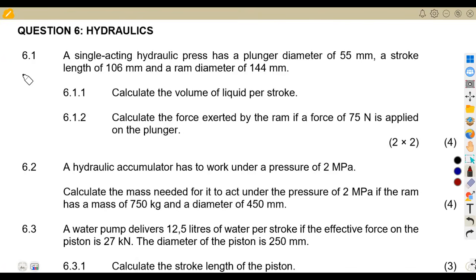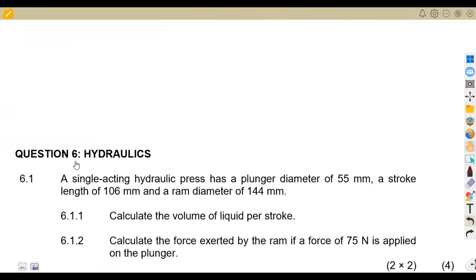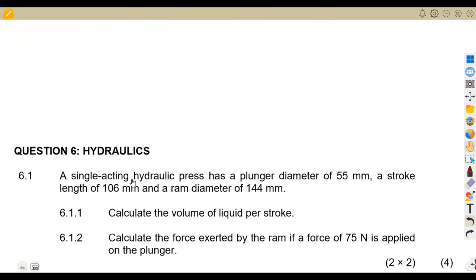So anyways, guys, I'm not going to waste much of your time. Let us quickly rush through the question that we are given, which was question number 6. We are given the first part of our section. A single acting hydraulic press has a plunger diameter of 55 millimeters, a stroke length of 106 millimeters, and a ram diameter of 140 millimeters. Calculate the volume of the liquid per stroke.